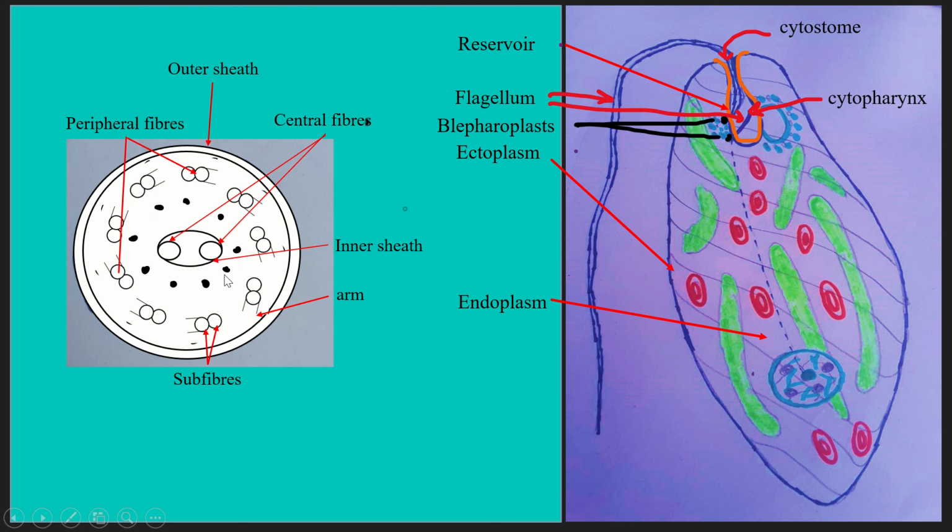Again, the whole flagellum is covered by an envelope or a structure called the outer sheath, which is continuous with the plasma membrane. In the space between the peripheral fibers and the central fiber, there are again nine secondary fibers, which appear as spot-like structures. This is about the TS of the flagellum.